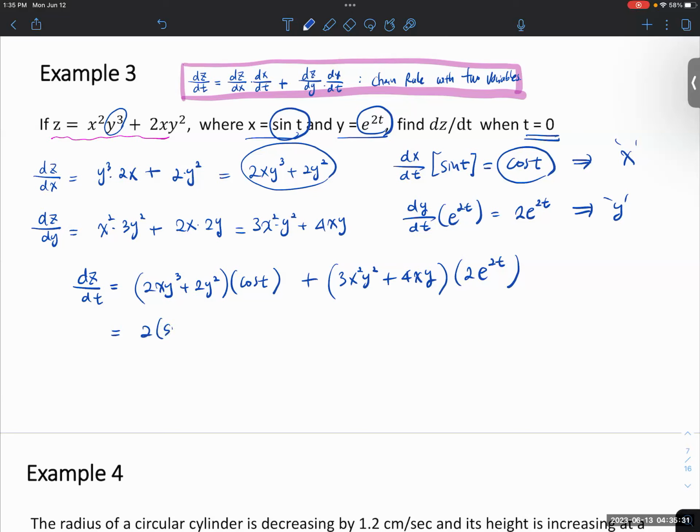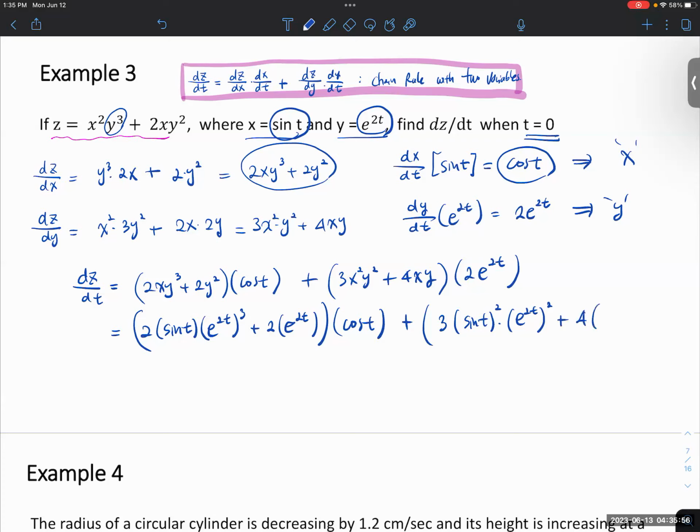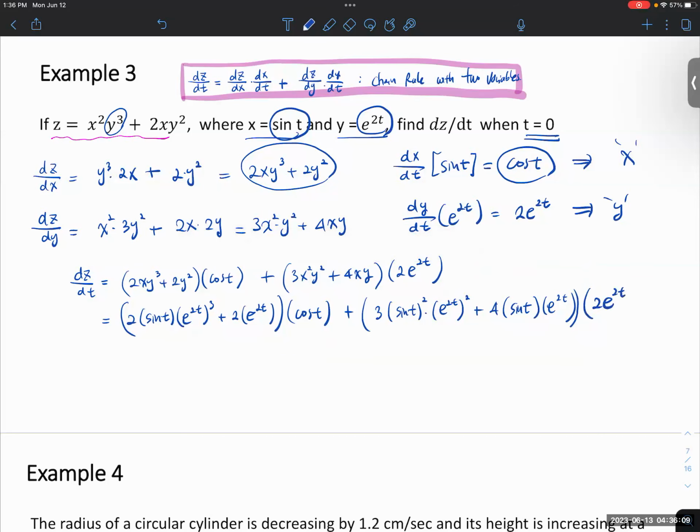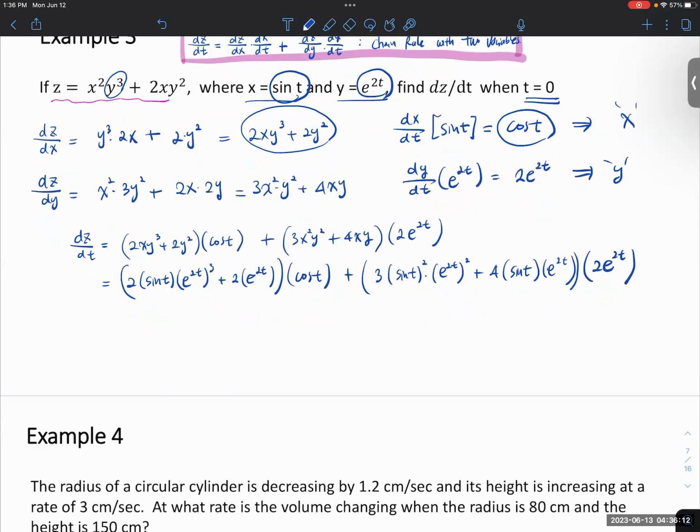2 times x is what? Sine t. Y is e to the 2t to the third. 2 times e to the 2t. And then this one times cosine t. Plus, keep going. 3x is what? Sine t to the second. Y is e to the 2t to the second. Plus 4 times sine t. Y is e to the 2t. So we have that. Times, so let me minimize it. This one times 2e to the 2t. So we have changed every x and y in terms of the t variable.